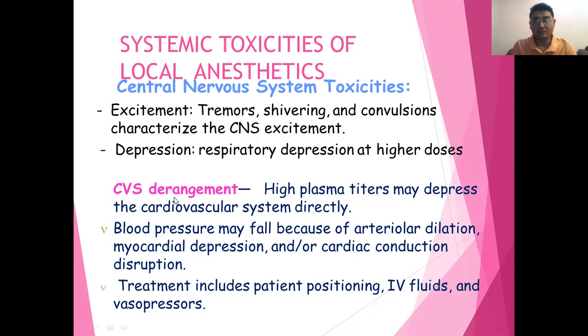But in cardiovascular derangement, high plasma levels may depress the cardiovascular system directly. As we talked before, blood pressure may fall because of arteriolar dilatation, myocardial depression, and cardiac conduction disruption. Treatment includes patient positioning, IV fluids, and vasopressor, of course. When the blood pressure is low, then we have to administer IV fluids to the patient as well as a vasopressor because it causes vasodilation. Then we have to apply it for the patient.